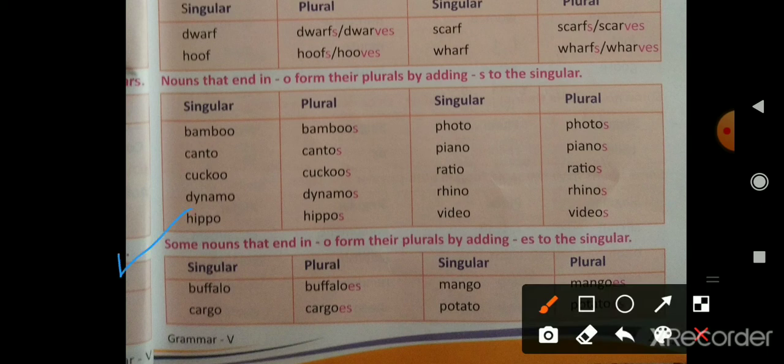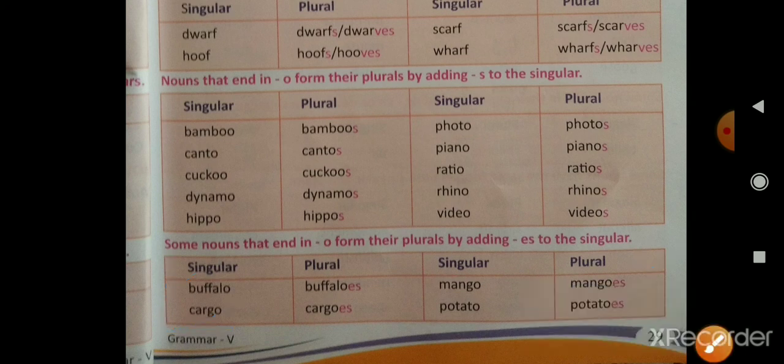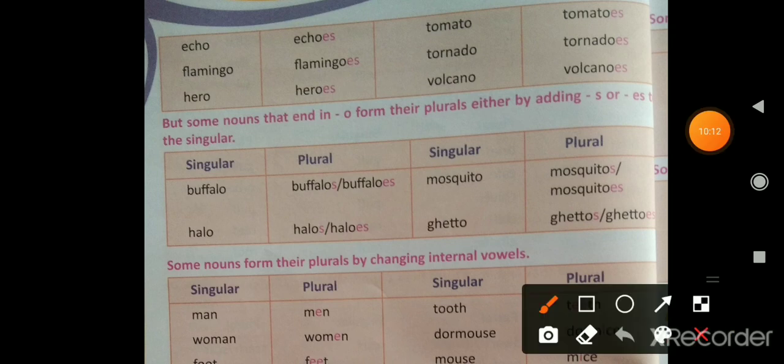Now come to the next one. Some nouns that end in o form their plural by adding es to the singular. Here we have read about adding s only. So again these words are given that end with o, and we add es to make them plural. Like buffalo, cargoes, mangoes, and echoes. Now students, you turn the page, and it is flamingos, heroes, tomatoes, tornadoes, volcanoes.